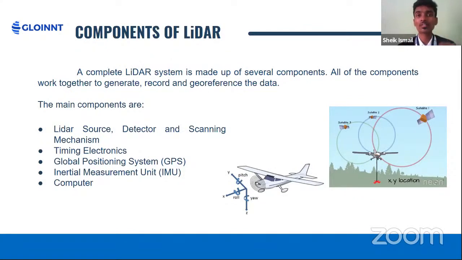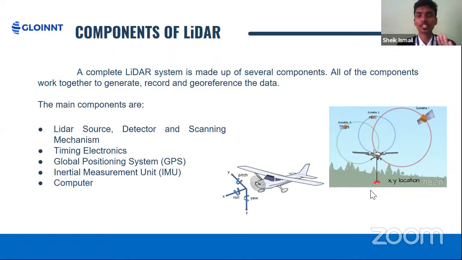This computer is hardware where you can monitor and process your data while doing the surveying process, while processing the data itself. Okay, this is how the components of lidar work. In the GPS itself, your system should be connected to at least 3 satellites in order to get precise latitude and longitude values.